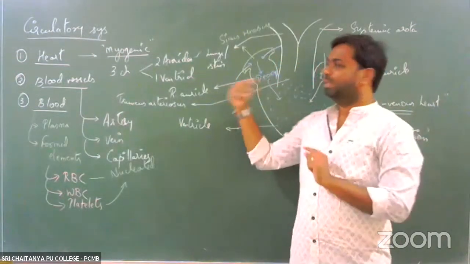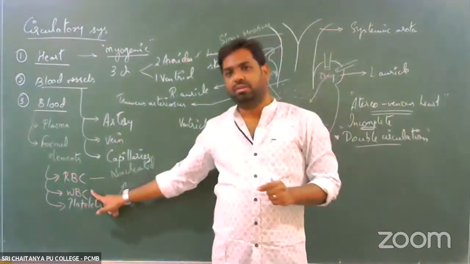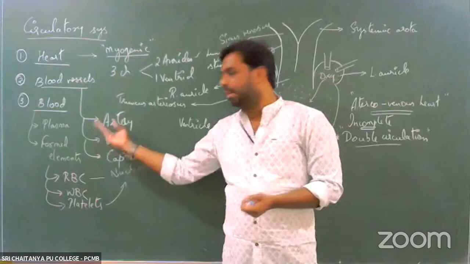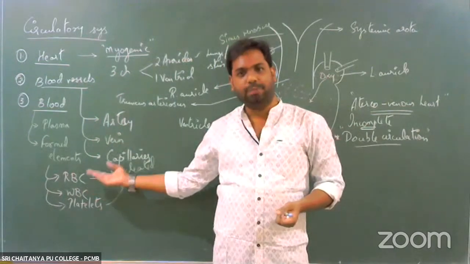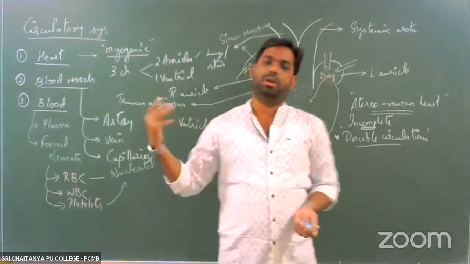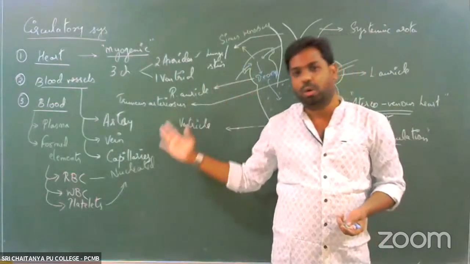Apart from that, function-wise, everything is the same. RBC is responsible for the transportation of gases. WBCs play a major role in defense mechanisms, while the platelets play an important role in the blood clotting mechanism, or the coagulation process.